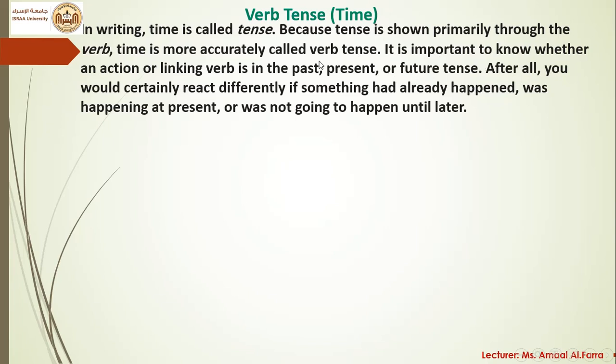It is important to know whether an action or linking verb is in the past or present or future tense. After all, you would certainly react differently if something had already happened, was happening at the present, or was not going to happen until the future or until later. Okay, so this adds meaning to you, whether the action is happening now and at present, or happened and finished in the past, or will happen in the future.